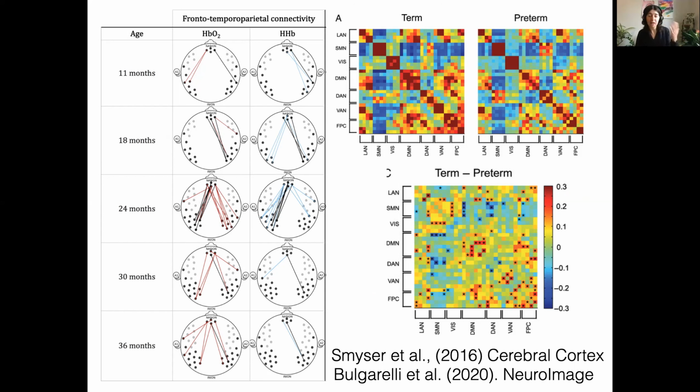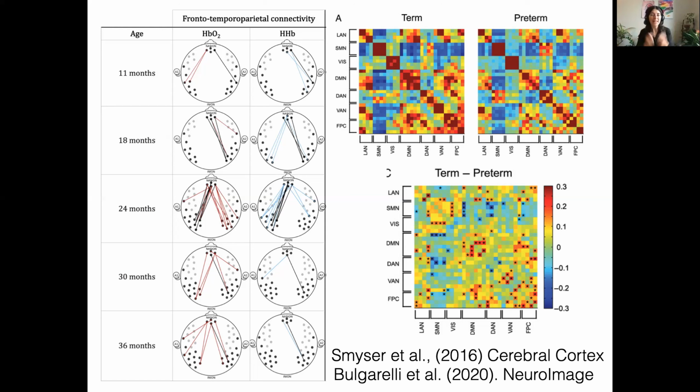So this is a nice example from Chris Smyser at WashU, where he's looking at neural connectivity, again at resting state, in term babies, preterm babies, and then contrasting them. And you see that overall, there's much more connectivity in term babies than preterm babies. And you can find these differences in connectivity in this population through to adolescence and beyond. So this is quite a stable phenotype for preterm infants.